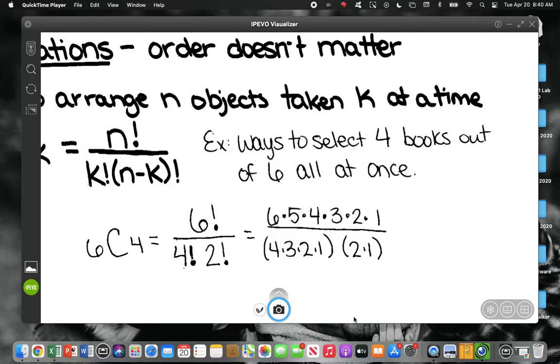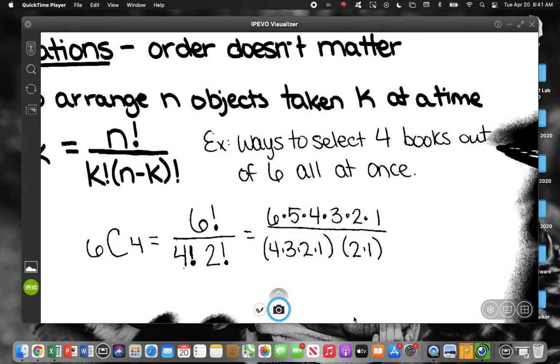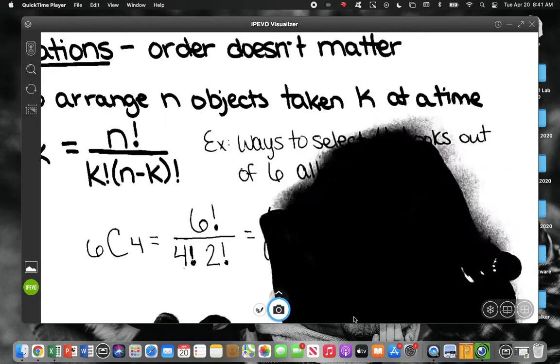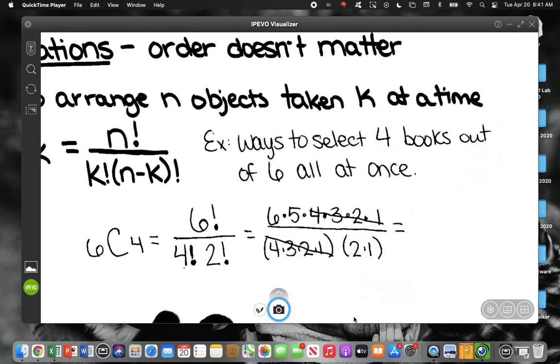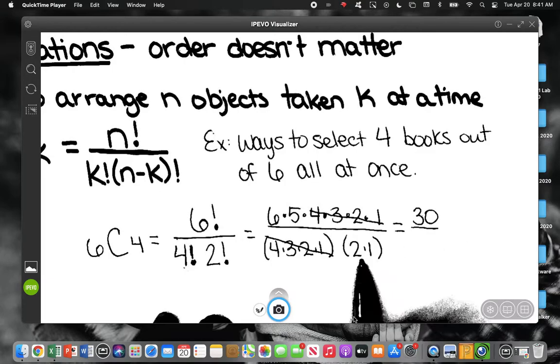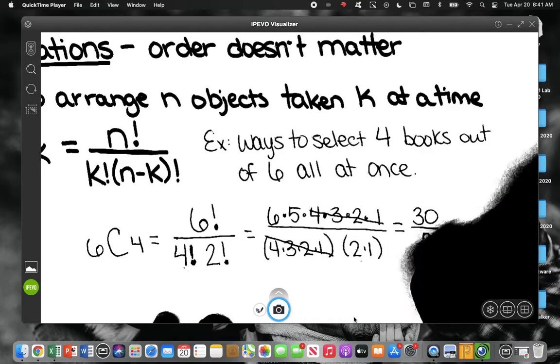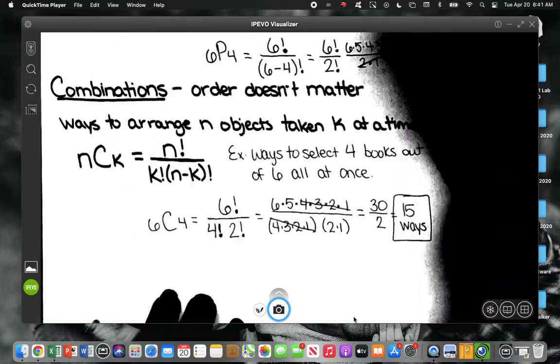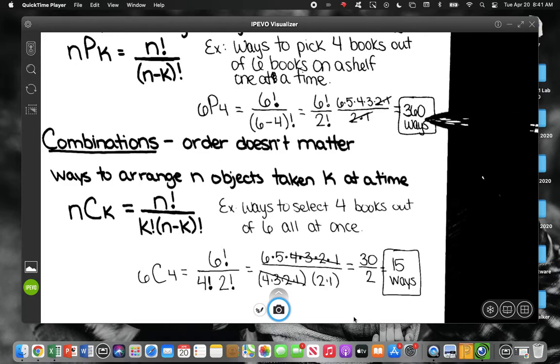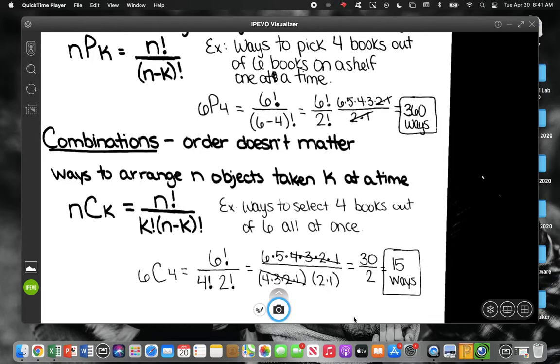Do you guys see anything that's the same on top and bottom that I can get rid of? Do both of them have a 4, 3, 2, 1? So 4, 3, 2, 1 can get marked out here and here. Tell me what's left in the numerator. I'm just left with 6 times 5. What is that? 30. And on the bottom, I'm left with 2 times 1, which is 2. What's 30 divided by 2? 15. So if you can see, when order is specific, there are a lot more ways. When order's not specific and different combinations are counted as the same thing, it definitely takes out the number of possibilities. So our combinations are going to go way down.